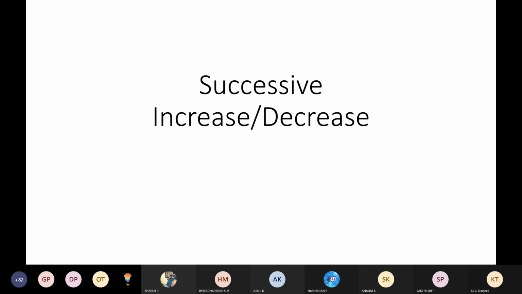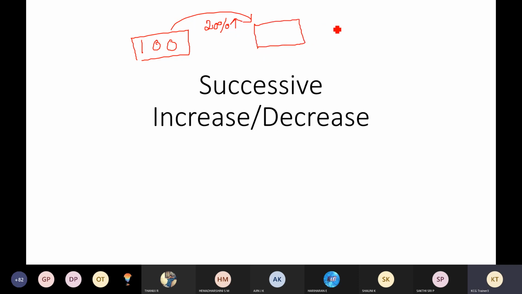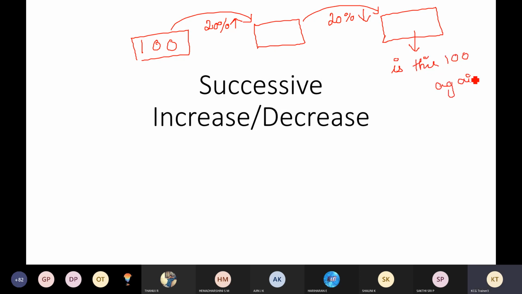Superb. Okay, guys. The next concept is successive increase or decrease. Here's my first question. Listen carefully. Let's say I have 100 rupees, or else the initial value is 100 rupees. I first increase it by 20%, and then I again decrease it by 20%. Is this 100 again? That's my question.